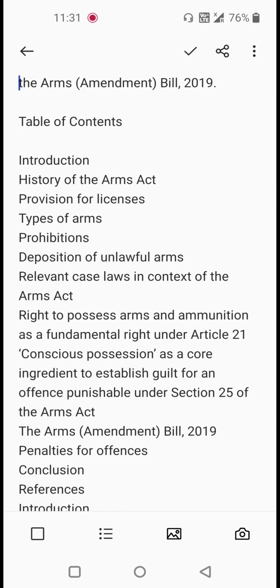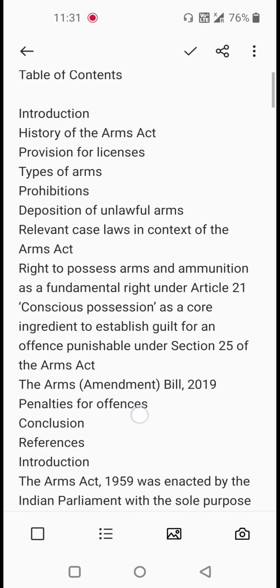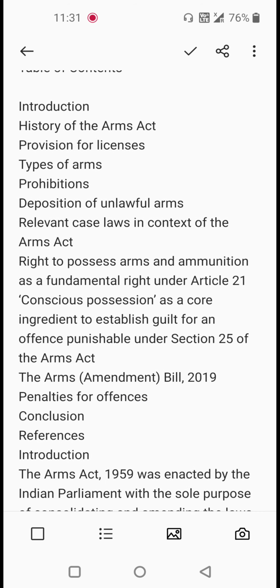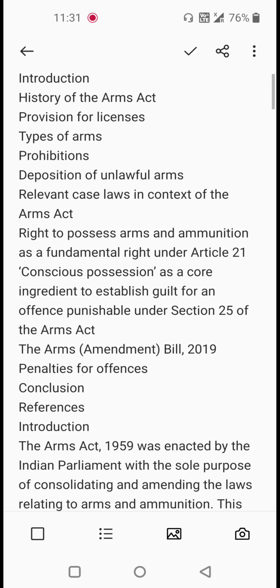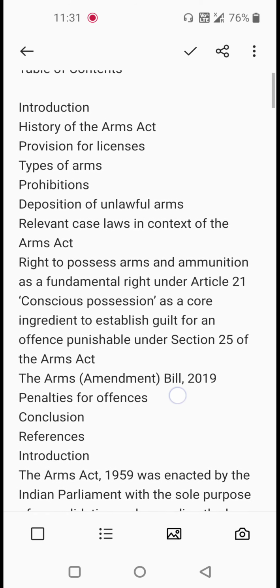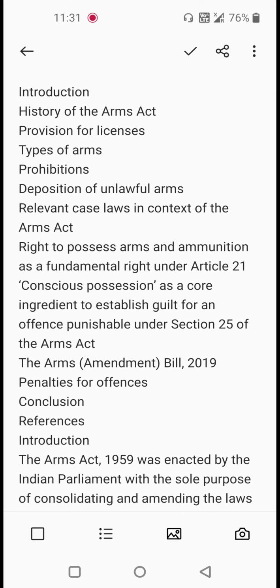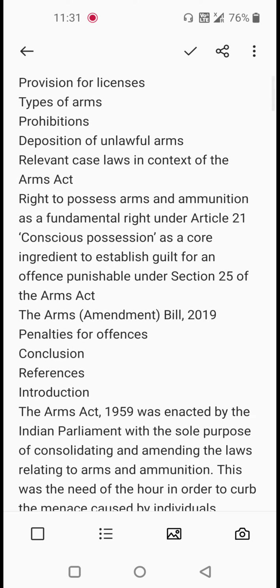The Arms Amendment Bill 2019. Actually, I'm going to read about the Arms Act 1959. So, what is the content of this article which I have collected through various sources? I'm going to read it, and along with me, you will certainly enjoy this lecture if you want to know about the Arms Act 1959.